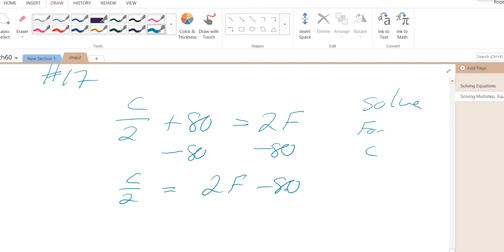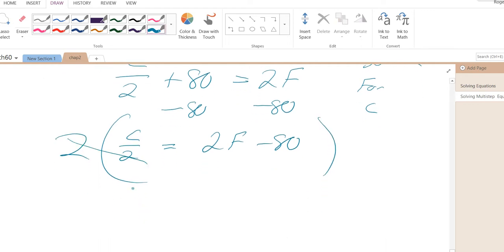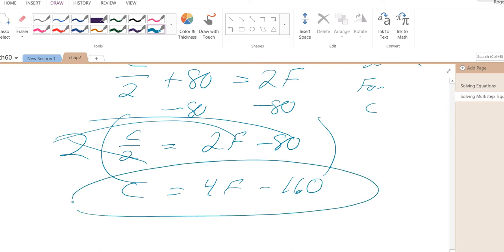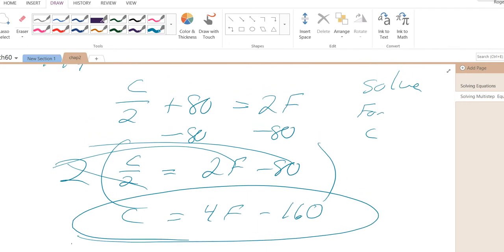Hey, we got this. We're one step away. Multiply by 2. Awesome idea. Multiply by 2. So that's going to cancel that out. And now I just got to take 2 times those things. And there's my answer.